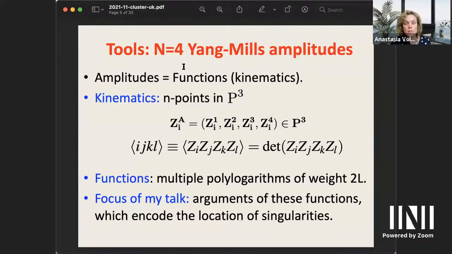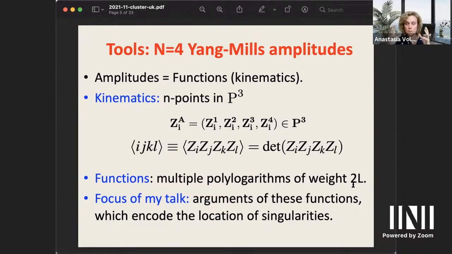Now, what kind of functions are these amplitudes? Well, the functions are usually multiple polylogarithms of weight twice the number of loops. So for example, for 2-loop amplitudes, it's weight 4. So it's like log to the 4th, Li4, etc. So these are known functions. Now, there are many things that have been studied in the past several years, but I'm going to be very focused in this talk. The focus of my talk is going to be the arguments of this function. So I will just talk about the singularities.